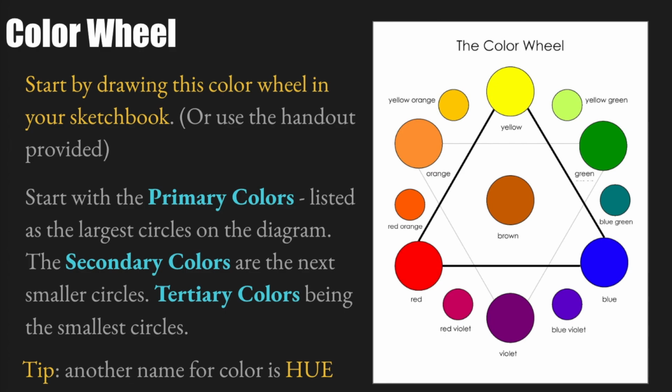Then we move to the secondary colors, which are the medium circles that come from mixing the primaries together. Here we have orange, green, and purple. Yellow should absolutely be at the top of the color wheel because it's the lightest color on the color wheel. And I'll give you a little tip at the bottom of this slide as well, that another name for color is hue. You guys will see this referenced throughout the color theory unit. Also, the smallest circles between the primary and secondary colors are our tertiary or intermediate colors.